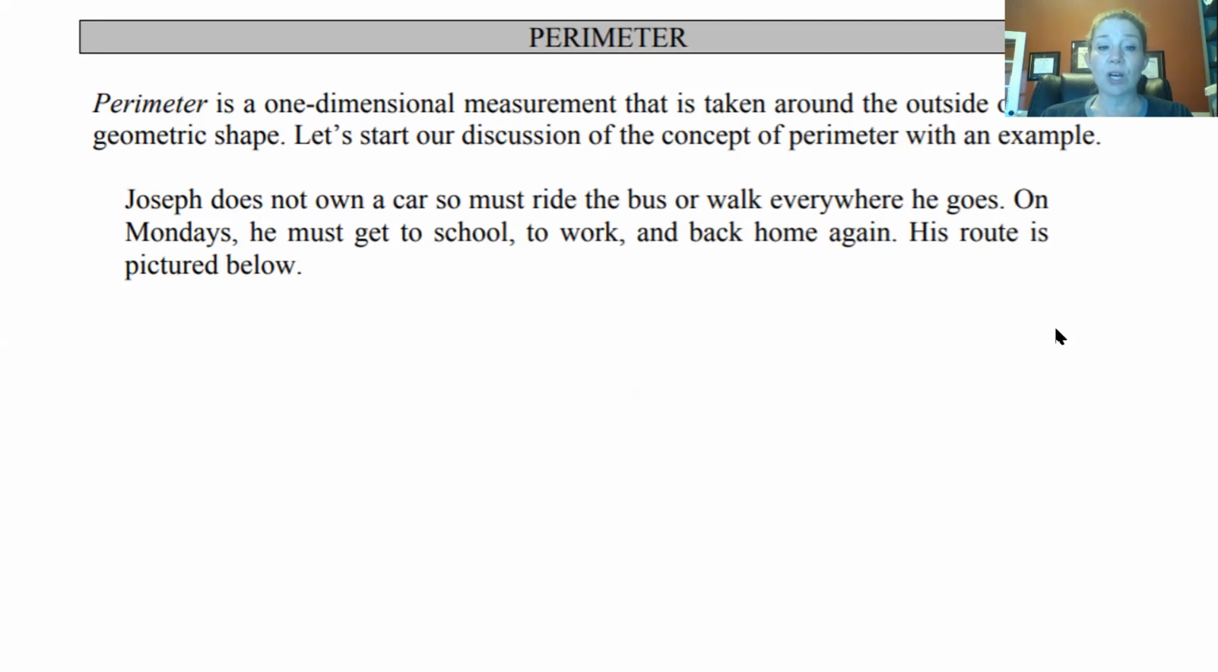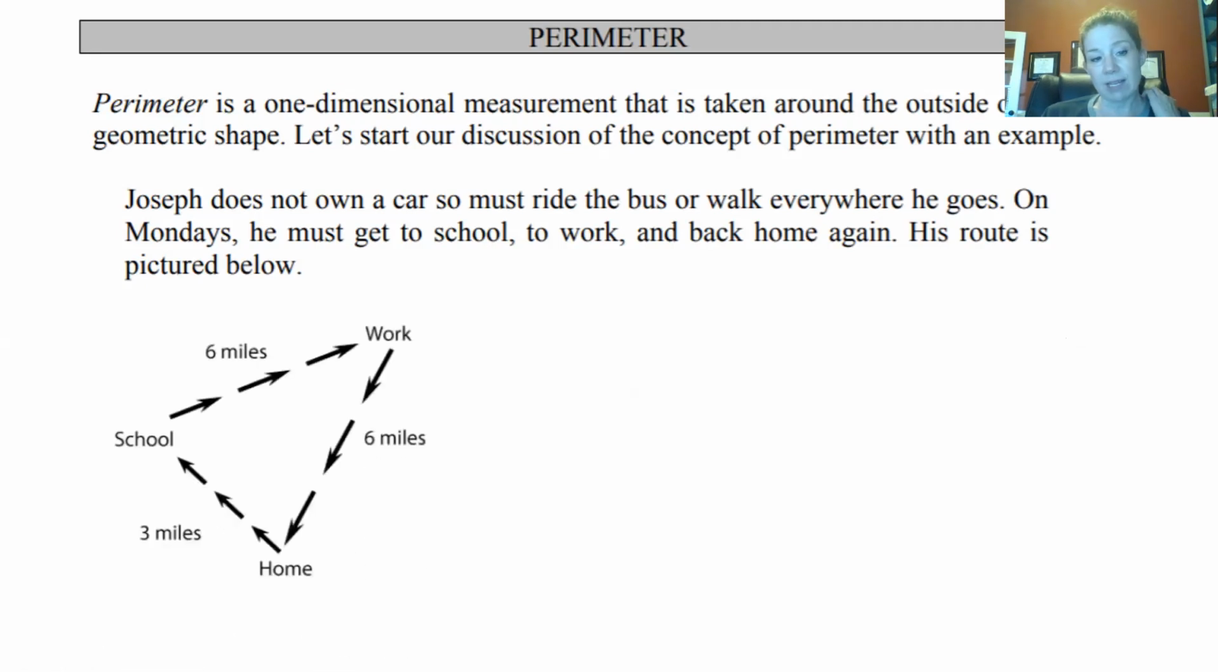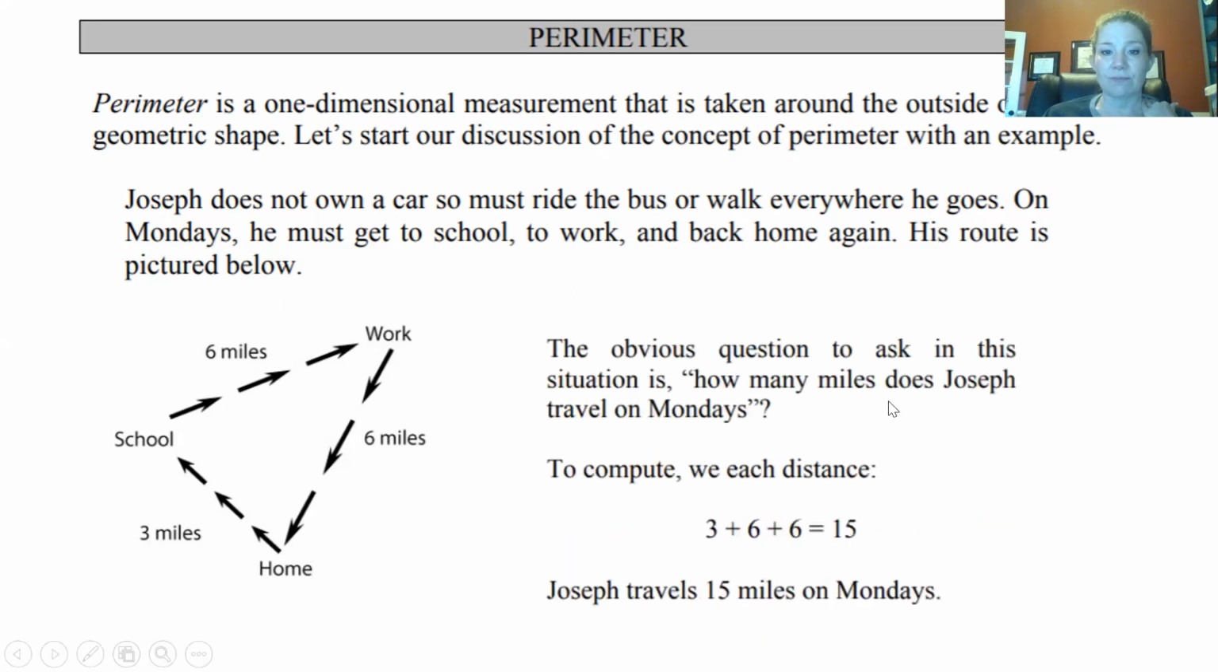Joseph does not own a car, so he must ride the bus or walk everywhere he goes. On Mondays, he must get to school, to work, and back home again. His route is pictured right there. He starts out at home, has to walk to the school, walk to work, and then back home again. So basically, if we add up how far he walks, we're finding the perimeter of this triangle.